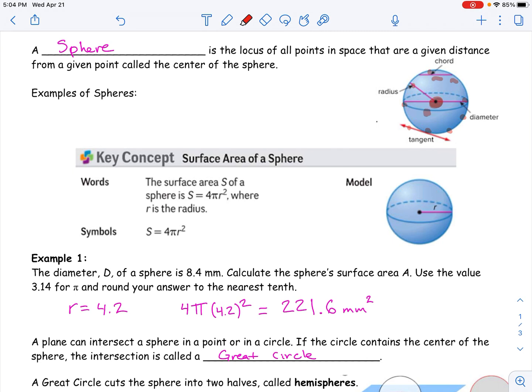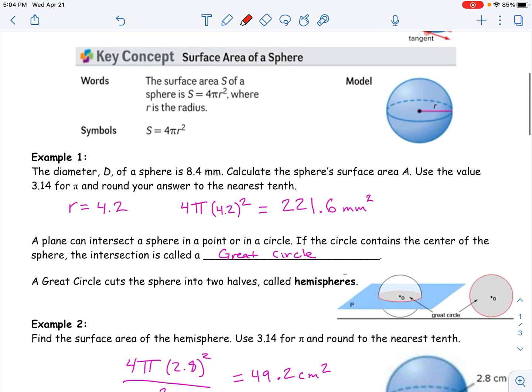from that point. So even this point, if it was on the front face, would be the same distance away as one on the top, or one on the bottom, or one on the back side over there. All of the points are the same distance away from the center. The main things we need to know about a sphere are the formula for the surface area. That's one of the two, and then we'll talk about volume in a second.